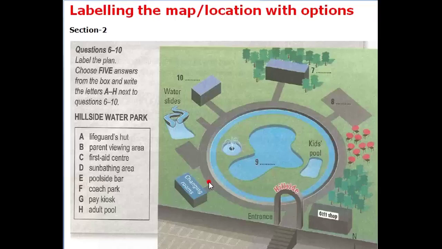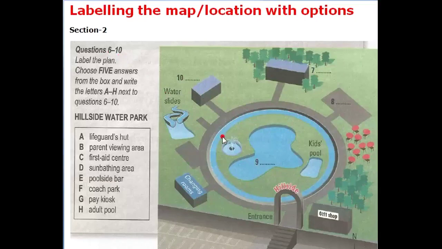In this particular video, I'm going to show you how to find the answers of the question that reads labeling the map or location when the options are given. So we have already done 2 questions related to this. And I would like to tell you that most of the time, this kind of questions are asked in section 2. So this again has been taken from section 2.